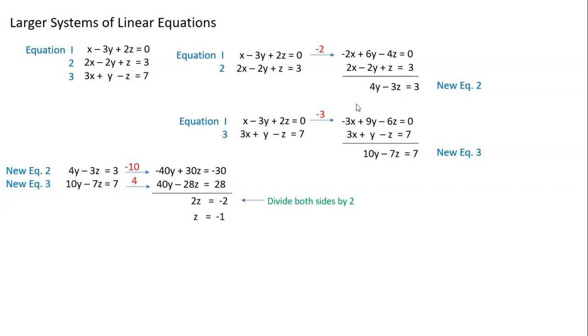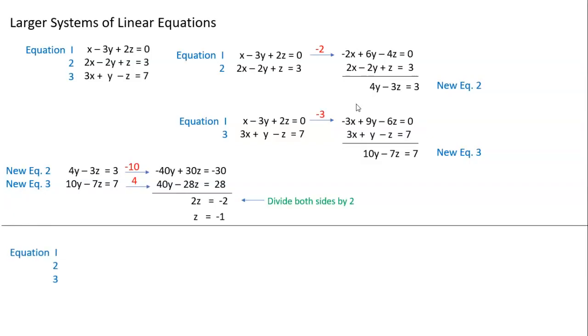Okay, so now you see that I can work myself backwards. I have these three equations. I'm going to use the first equation, x minus 3y plus 2z equals 0. And then I'm going to use one of the two equations. It doesn't matter which one I use. I can use the 2 or the 3. In this case, I'm using the easy one, 4y minus 3z equals 3. And I have z equals -1. So the back substitution just works this way.